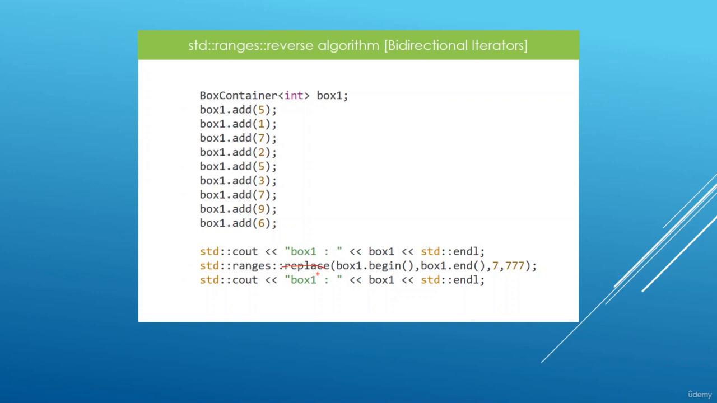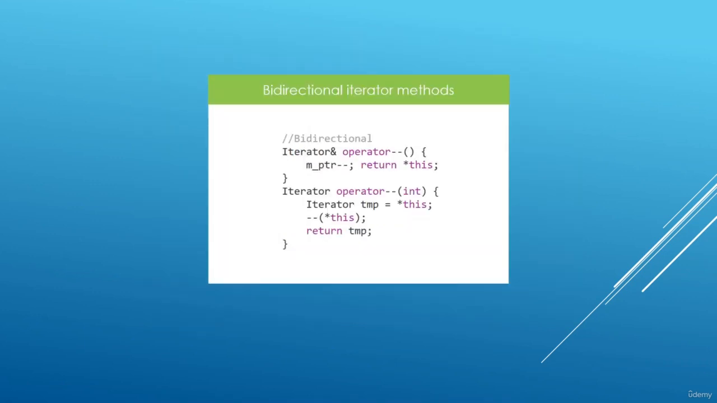Now, the reverse algorithm somehow needs to move backwards in our collection. And for that, it needs a bidirectional iterator that provides a minus operator. We don't have that operator for now, but it's really not hard to set up. You just set it up like this if you want. We have a prefix version and a postfix version. It's really nothing complicated. It is exactly the same thing as the ++ versions. We just need to change the ++ for the minus here.